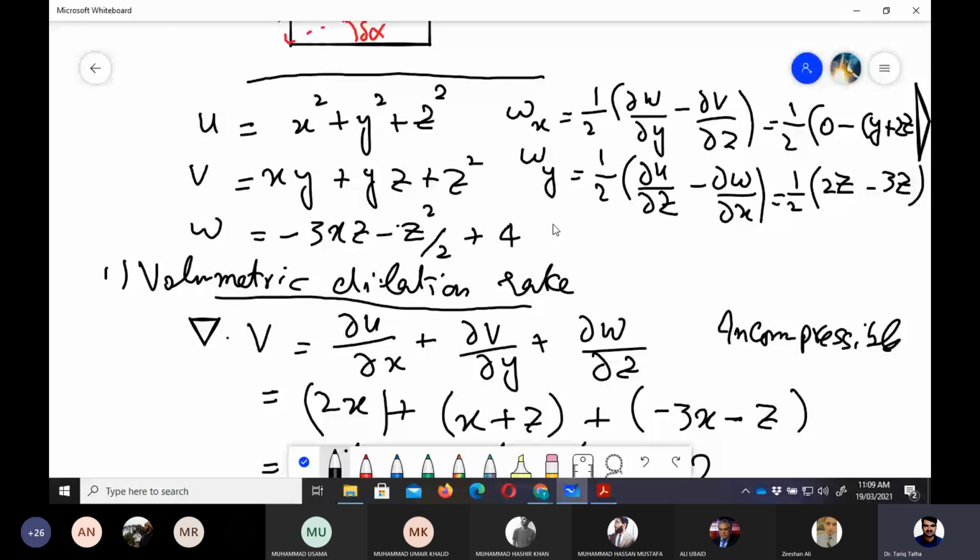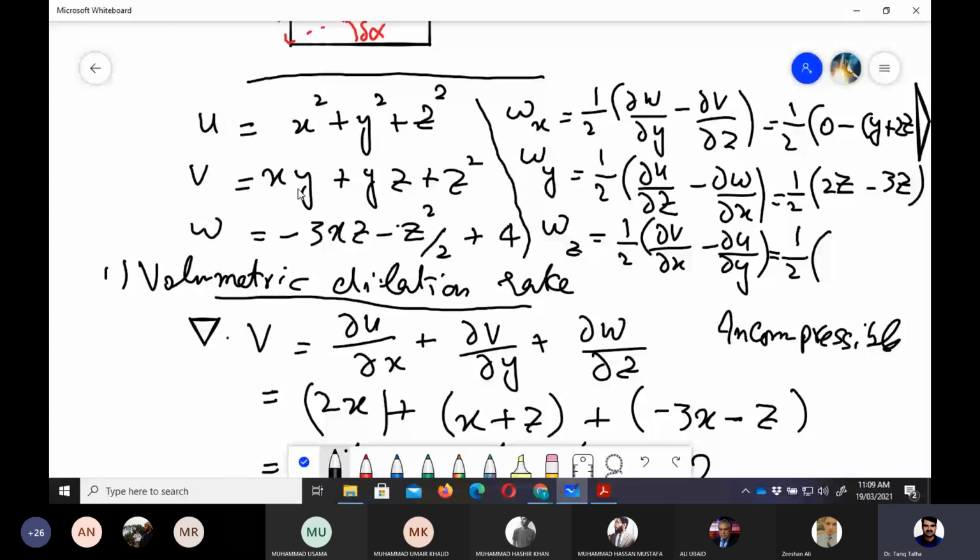Similarly, we can find WZ, that would be equal to half into partial V by partial X minus partial U by partial Y. So that is equal to half into partial V by partial X, that would be equal to Y, and partial U by partial Y would be equal to minus 2Y. Right, so we can write this.